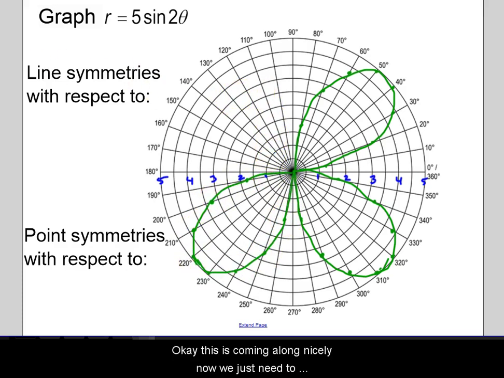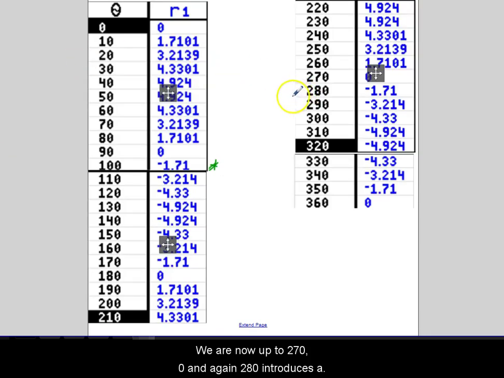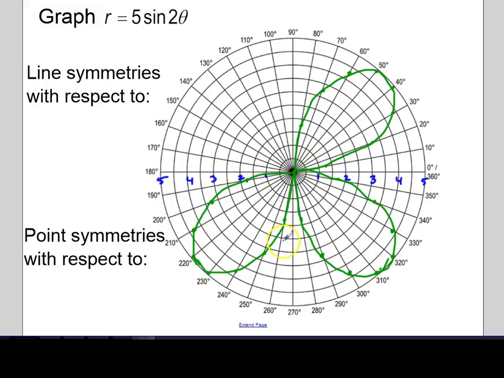Now we just need to graph the final set of points. We are now up to 270, 0, and again 280 introduces a negative radius. So we're going to go across the pole. At 280 degrees, we're going to come across the pole to where 100 degrees would be and plot 1.71. So it kind of lines up with that other point there on 80 degrees, so that gives me some confidence that I'm in the right place.